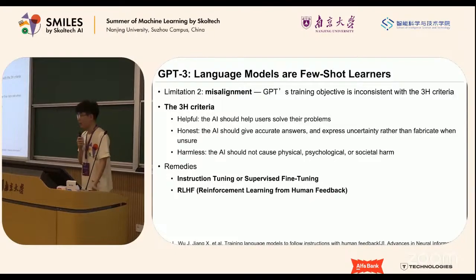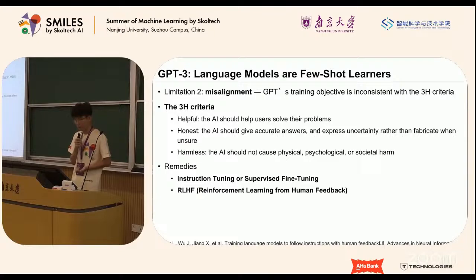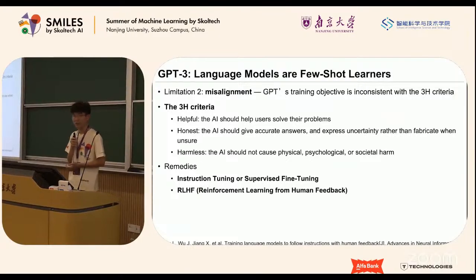However, there is another limitation of raw language models: misalignment. The standard pre-training objective is next token prediction, which doesn't naturally align with human values or intent. To address this, researchers established the 3H criteria: AI should be helpful, meaning it assists users in solving their problems. The second is honest, which means it provides accurate answers and expresses uncertainty. And the third is harmless, meaning it avoids causing physical or situational harm. The primary approaches for alignment are instruction tuning and reinforcement learning from human feedback, or RLHF, which is popular today.